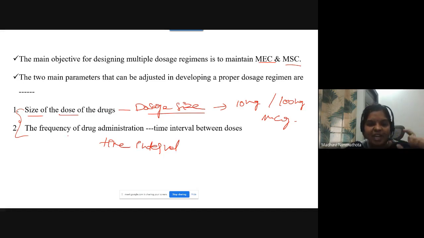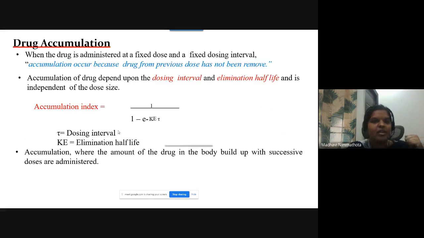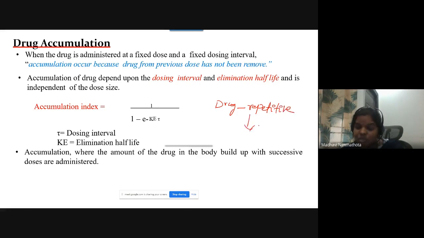If you calculate accordingly, you can get a multiple dosage regimen for a particular drug. And one more important thing, here we are taking our drug in a repetitive manner. So in that case, definitely we will get drug accumulation.